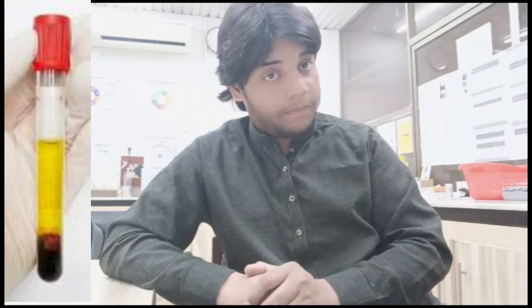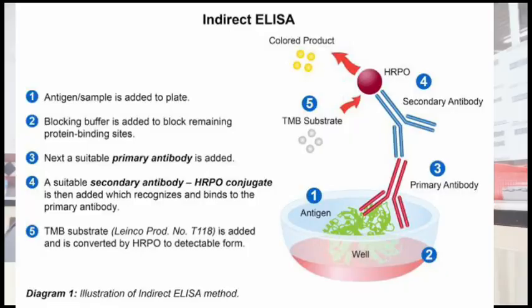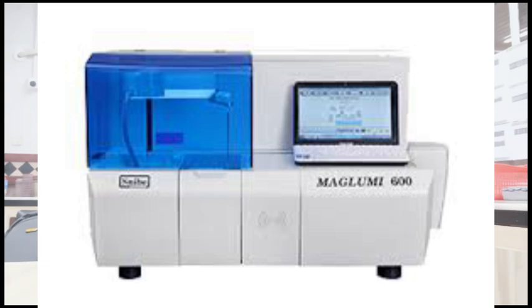Then you leave it to clot, and when the blood has clotted, you centrifuge it. After centrifugation you will get the serum. From this serum you will perform the ELISA test, meaning indirect ELISA, and you can also run this serum on advanced machines like Maglumi, Architect, Mindray machines, etc. So this is a very simple test procedure related to the anti-KU antibody test.